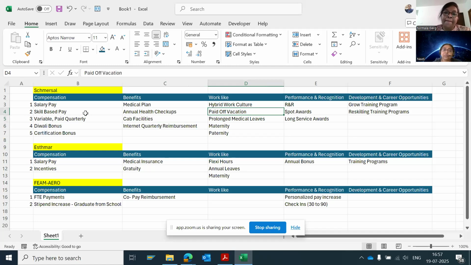Now, if I come to work-life balance, then we have this hybrid work culture, wherein we have a 10 days work from home and 12 days work from office policy. Then we have this paid off vacation.